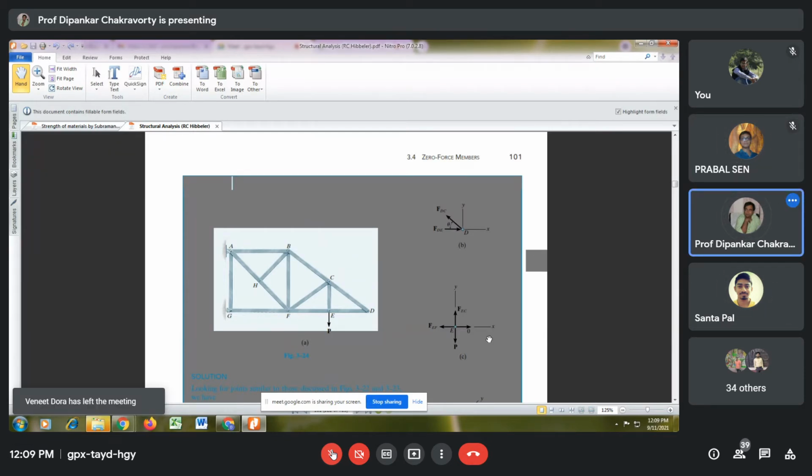So in a nutshell, if two members are in the same line, then the third member should be a zero force member if there is no nodal load. If two members are in the same line, then they cannot offer a reaction in the direction perpendicular to the length of the members, and therefore any other member which meets that joint has to be a zero force member.